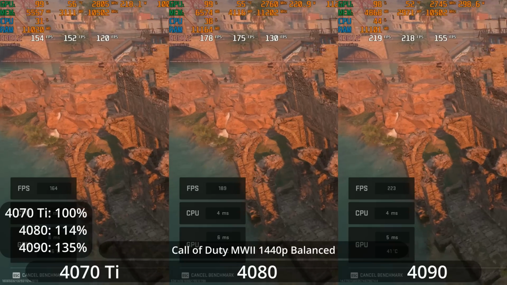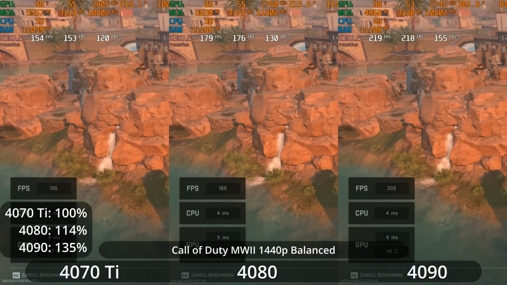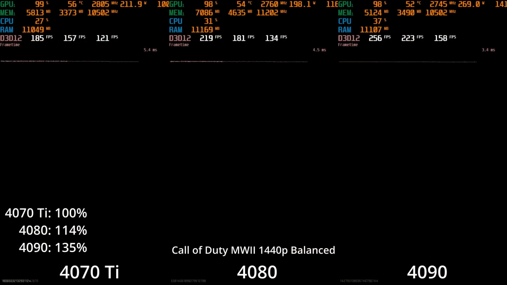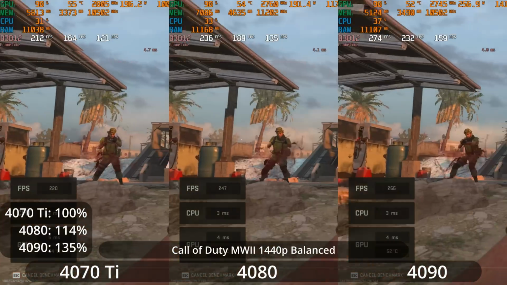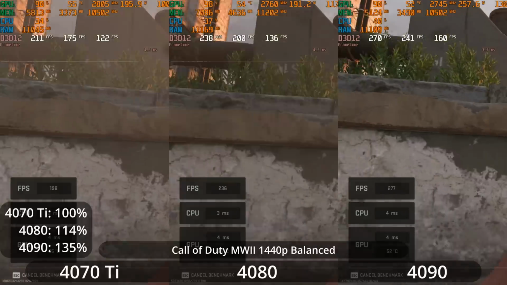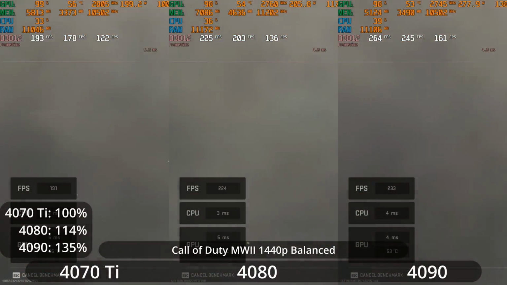But I think a more realistic resolution and setting for this game competitively would be 1440p at the balanced settings. And at these settings, the 4070 Ti is, once you're actually in the gameplay here, delivering you around 200 frames per second.